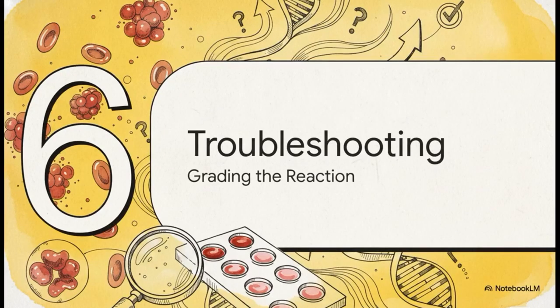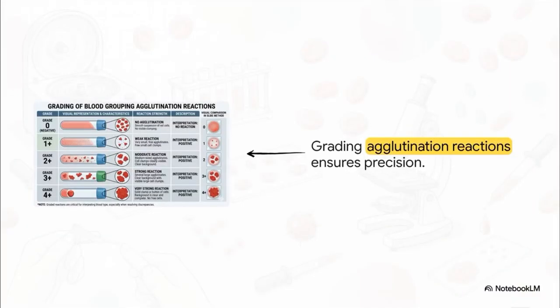Finally, step 6, grading and troubleshooting. Now, what's really interesting about this slide is that labs don't just lazily jot down positive or negative. They rigorously grade the reaction strength on a scale from 0 to 4+. A 4+ reaction? That is undeniable. It's a massive, solid aggregate of cells that leaves the surrounding liquid completely clear. A 1+ reaction, though, might actually require a microscope to spot the tiny, fine clumps. And a 0 grade is just a totally smooth, reddish suspension. Every single grade tells the scientist exactly how strong that biological interaction truly was.